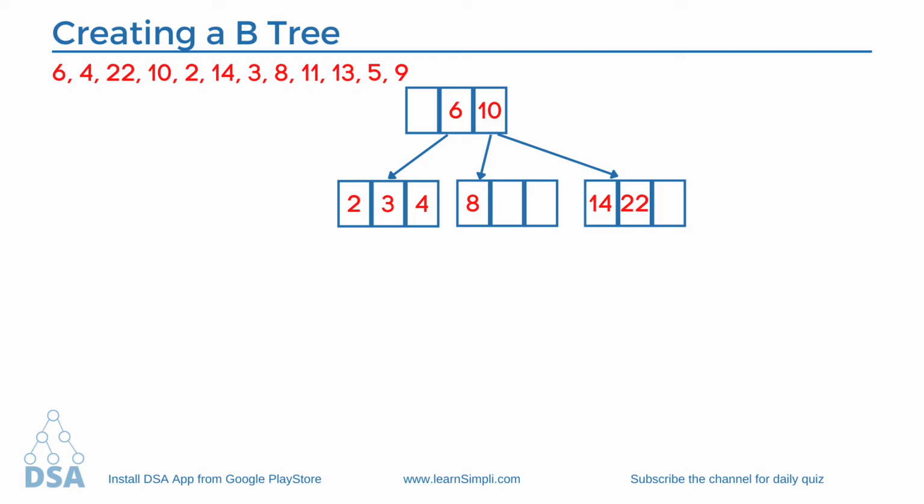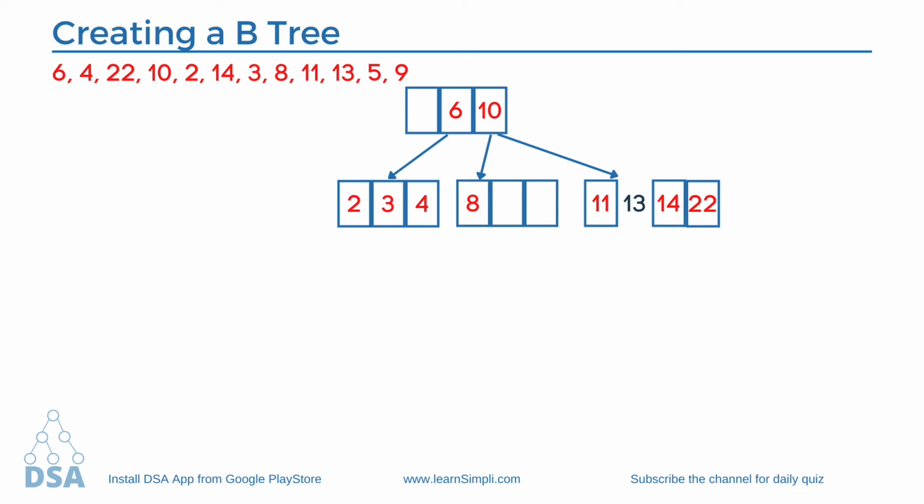Next element is 11. It goes to the right subtree and it can be inserted before 14 as it is less than 14. Next we will compare 13 with the root node keys. It is greater than 6 and 10, so goes to the right child node of 10. And here it is filled with all 3 keys and maximum we can insert only 3 keys per node. So again we will find out the median out of 11, 13, 14 and 22.